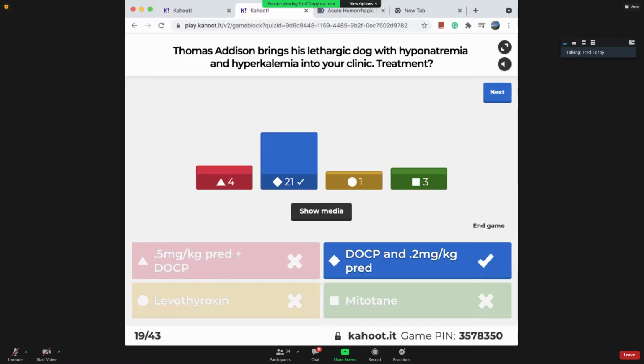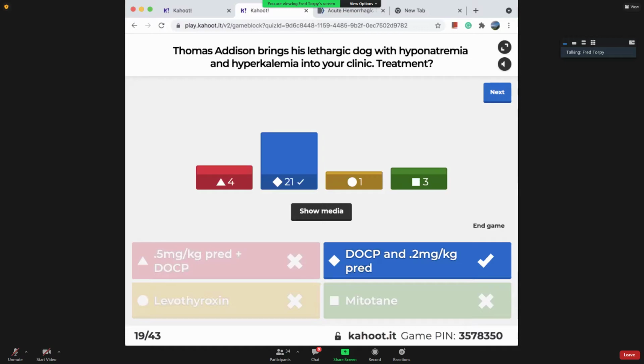Does somebody want to say why they picked that over the 0.5 mg per kg pred plus DOCP? I think it's because you want to put them on a physiologic dose. Well, you want to give them DOCP for the mineralocorticoid, and then you also want to give them the physiologic dose of the glucocorticoid. Yeah, exactly. Perfect. So 0.5, that's our anti-inflammatory dose. So that would be overdoing it. We just need to give them a physiologic supply of cortisol.